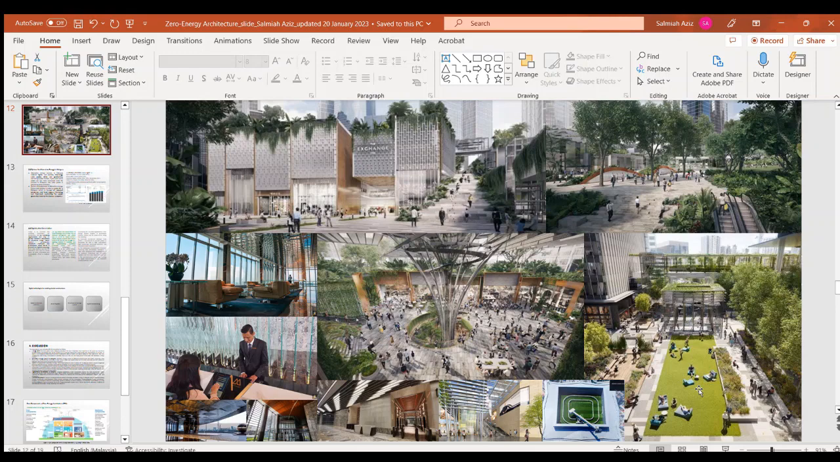Here are a few more images of the buildings. Some are artist renders and some are reality photos taken by other authors and also owned by others, which I include in this slide today.